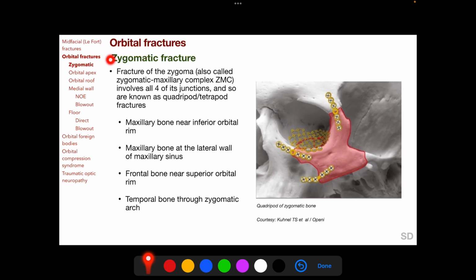In zygomatic fractures, also called fractures of the zygomatic or maxillary complex or ZMC, the fracture line involves all the four junctions of the zygomatic bone, and so they are called quadrupod or tetrapod fractures. And these are the zygomatic arch with the temporal bone, the frontozygomatic suture with the frontal bone, the lateral orbital rim with the maxillary bone, and again the maxillary bone at the lateral wall of the maxillary sinus.